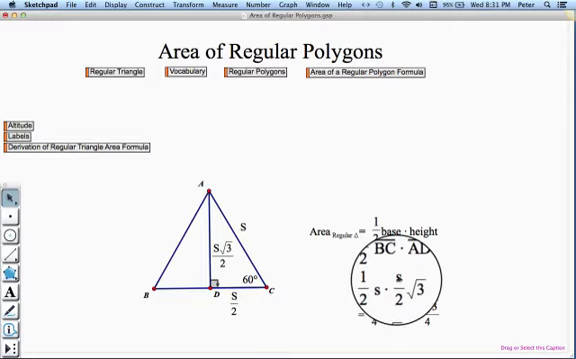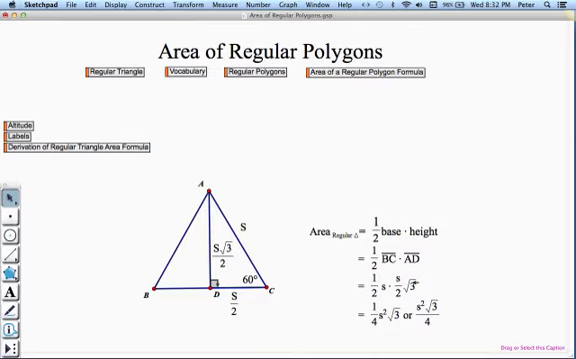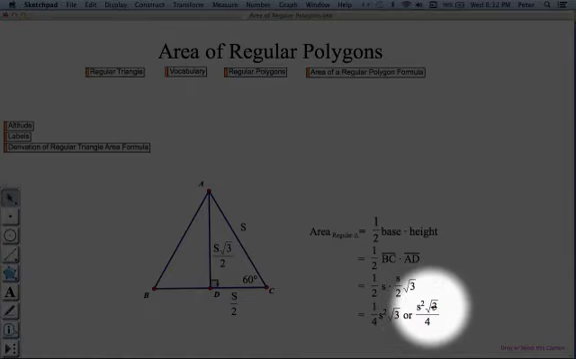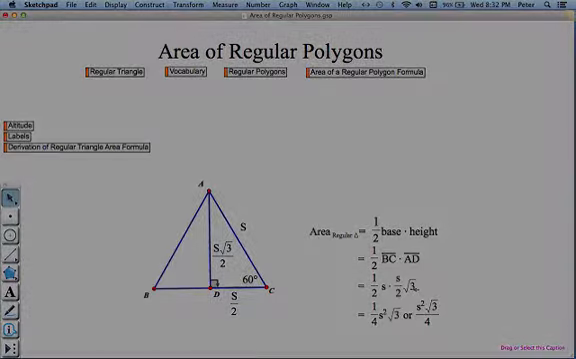and the height of the altitude, or the height of the triangle, was s over 2 root 3. If I simplify that, it becomes 1/4 s squared root 3, or even better, s squared root 3 over 4. I want you to put this in your notes as a very handy formula for the area of a regular triangle when we know only one side. Okay, let's move on now to looking at some of the vocabulary of other regular polygons.